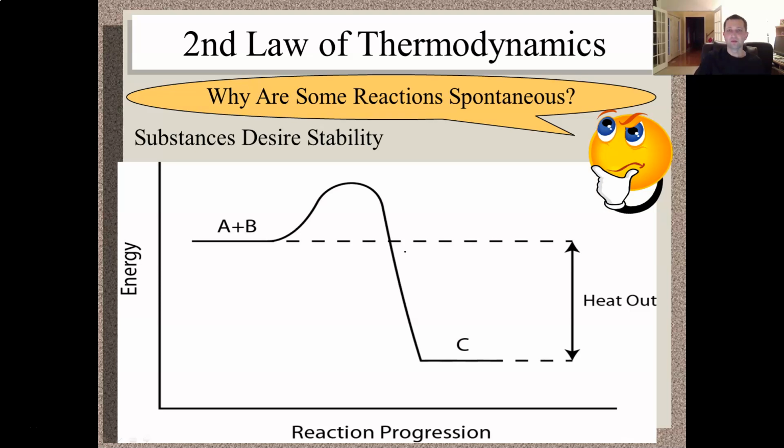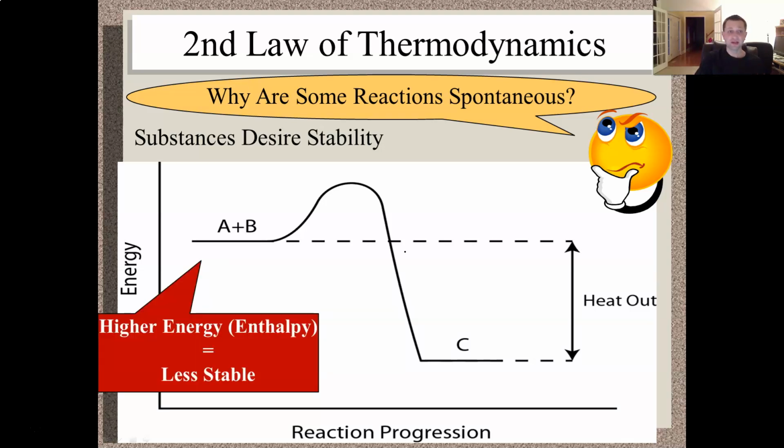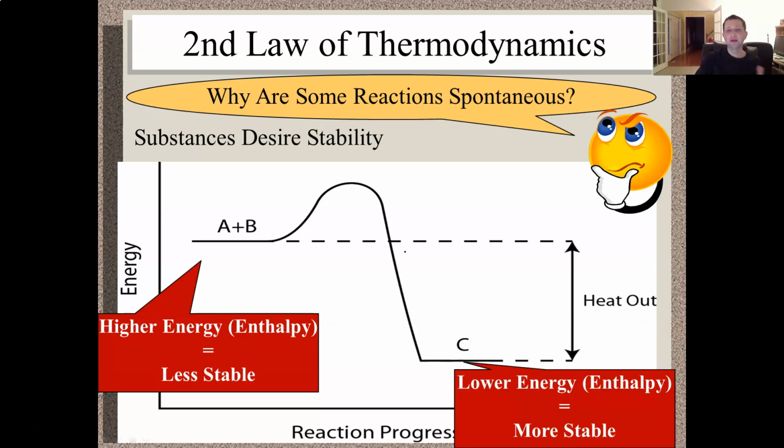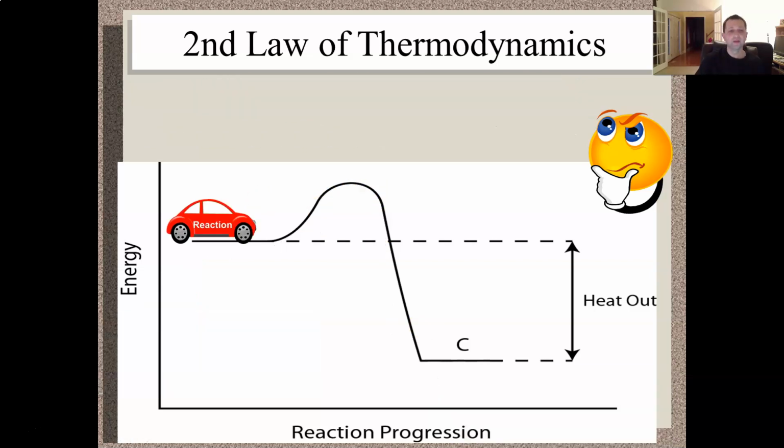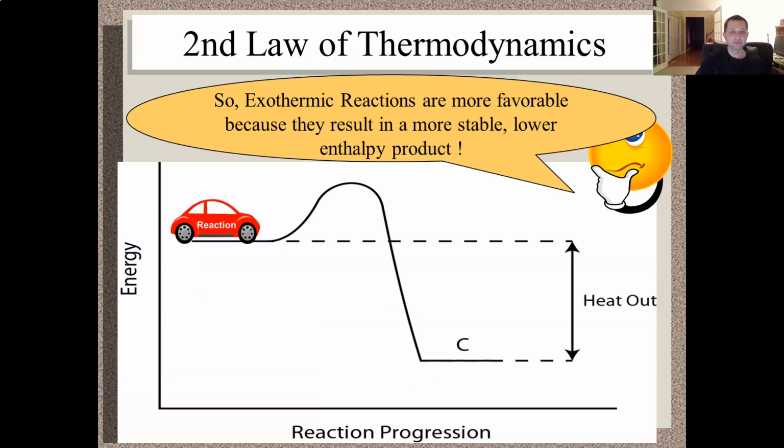So what we need to understand here is that substances desire stability. For enthalpy, that stability is a lower energy state. On the left-hand side of our potential energy curve here, we have a higher energy or enthalpy, which is generally less stable. And you can see that since energy is on the y-axis, we are losing energy. We'll recognize what this is a little bit later. That's an activation energy to get that reaction started. And here again, here's our reaction car.